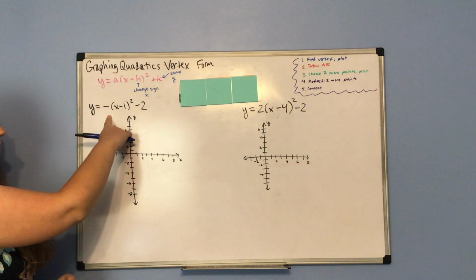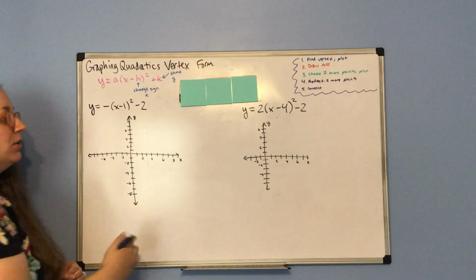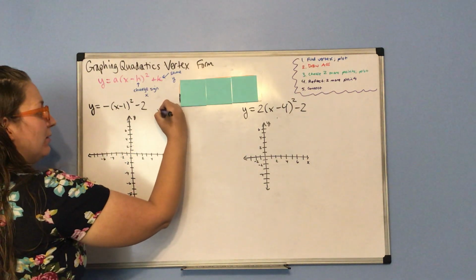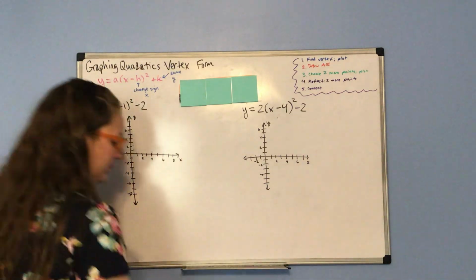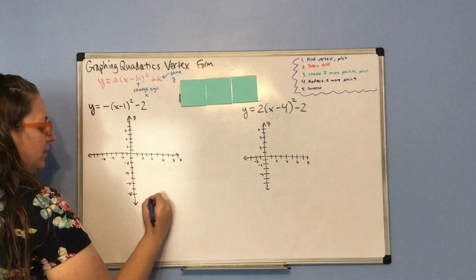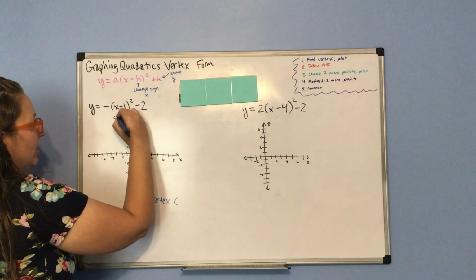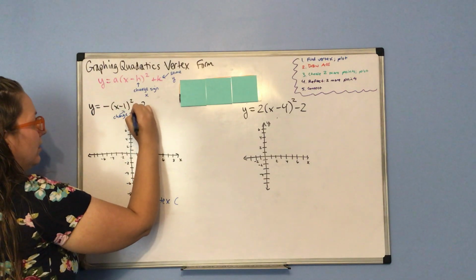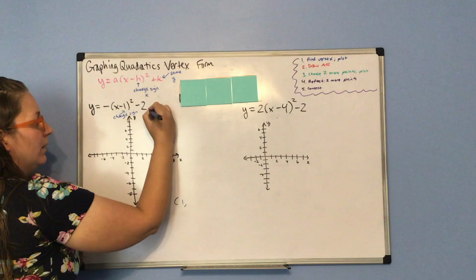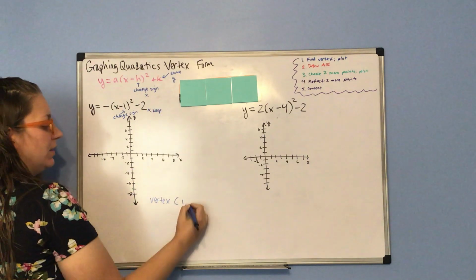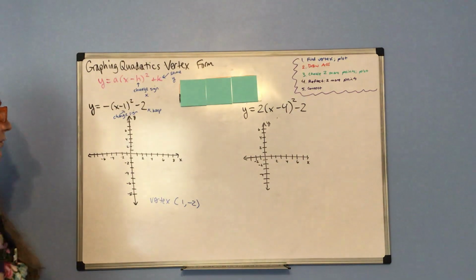So here's my first equation, y equals negative (x minus 1) all squared minus 2. I'm going to start by finding my vertex. I'm going to write down here so I don't run into my graph. My vertex, if I look at my equation, I'm going to change the sign of the number in the h spot, so negative 1 becomes positive 1. I'm going to keep the negative 2 the same. It's the y coordinate of my vertex. So my vertex is at 1, negative 2.